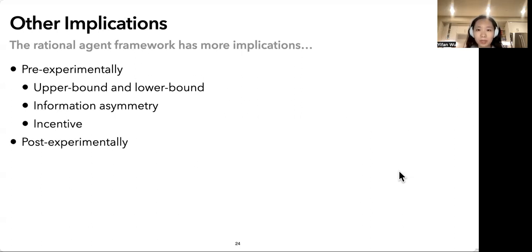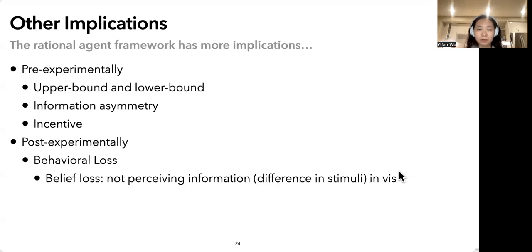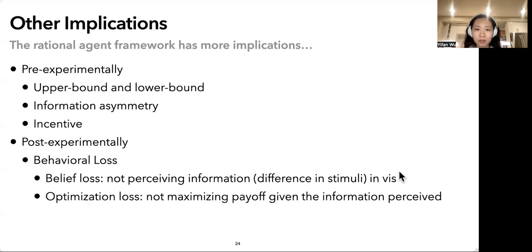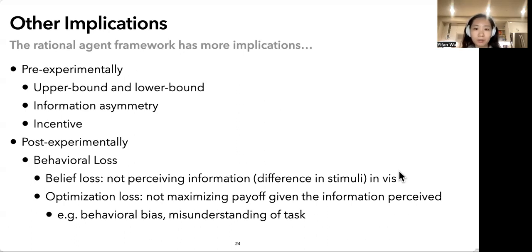And post-experimentally, our framework is helpful in analyzing the behavioral losses, that is the loss from the upper bound. So we separate the loss into two different sources. The first one is the belief loss, which is when the behavioral agent does not perceive information in the visualization. And the other one is the optimization loss, which is when the behavioral agent is not maximizing payoff given the perceived information. For example, behavioral bias or misunderstanding of the task are all counted as optimization loss.